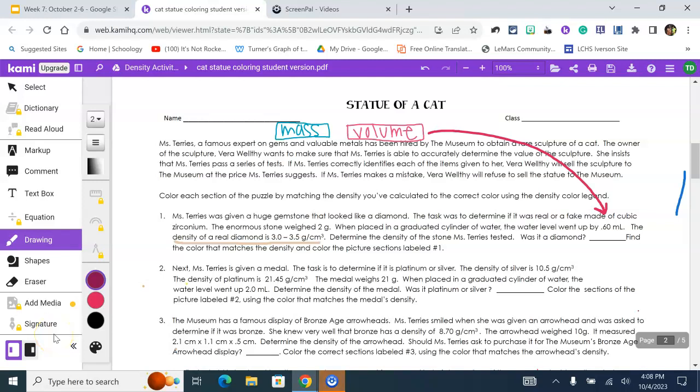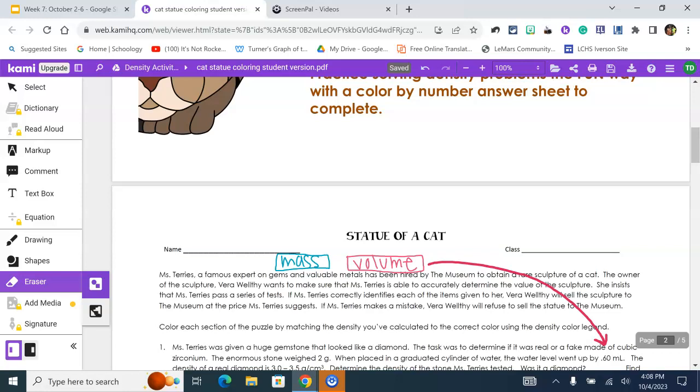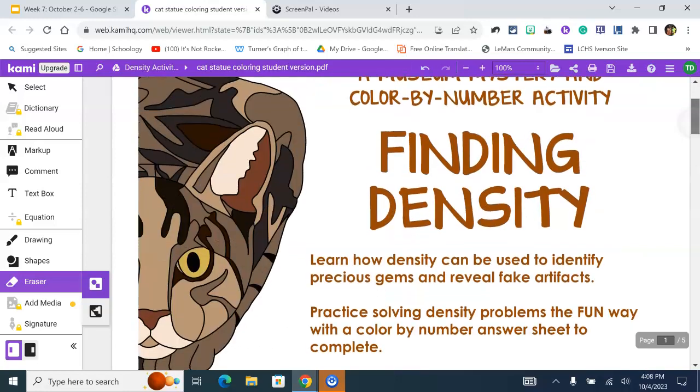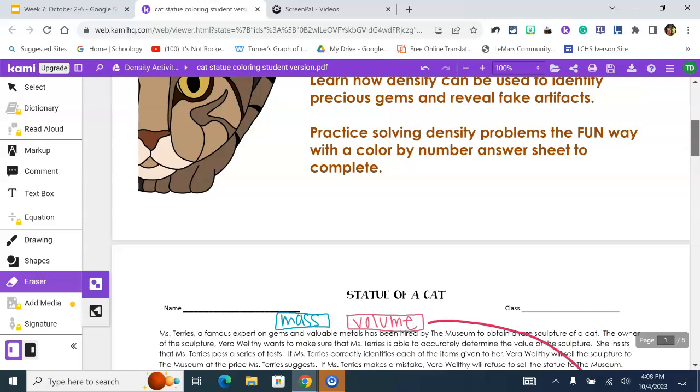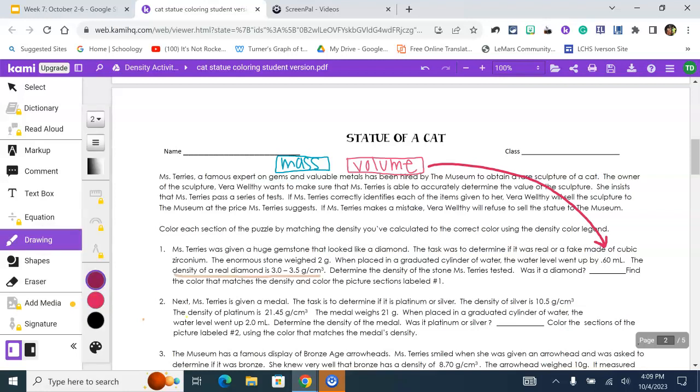Hi guys, I wanted to put up a little video for you on calculating the density of these objects on this CAT worksheet. So today we did finding density, and this is sort of a color by number activity. Here's what I suggested during class: that you have a blue highlighter, a pink highlighter, and a yellow highlighter. Because as I go through this, I'm going to be highlighting and giving you some reading comprehension clues, because there's a lot of reading in these story problems, so I'm trying to be helpful for you.